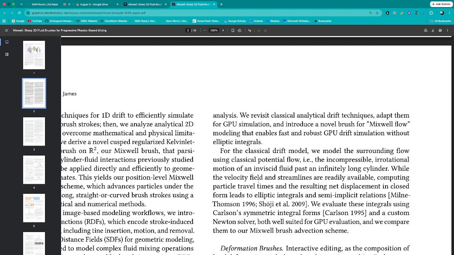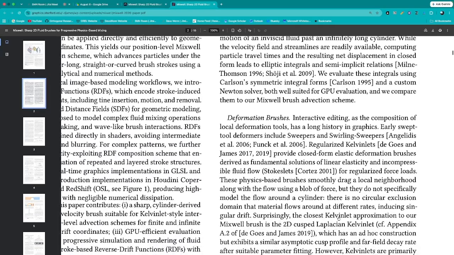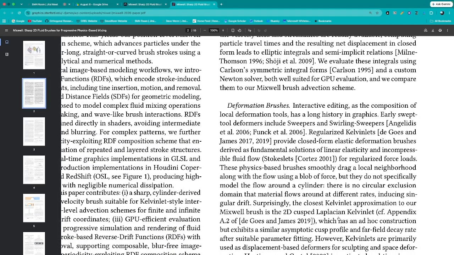While the velocity field and the streamlines are readily available, computing particle travel times and the resulting net displacement in closed form leads to elliptic integrals and semi-implicit relations. We evaluate these integrals using Carlson's symmetric integral forms and a custom Newton solver, both well suited for GPU evaluation, and compare them to the Mixwell brush advection scheme. Then they talk about deformation brushes, which are much more recently developed.